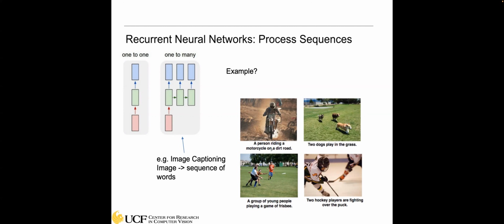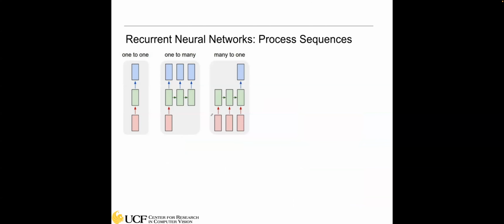So the input will be an image, and the output is a sequence of words. This is a description of the image: a person riding a motorcycle on a dirt road. So it's a sequence of words. That's a very classic one-to-many example.